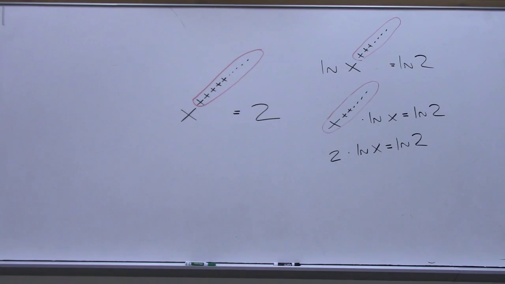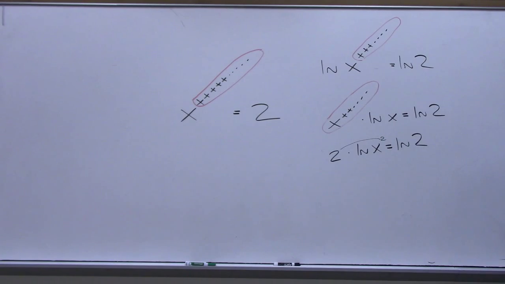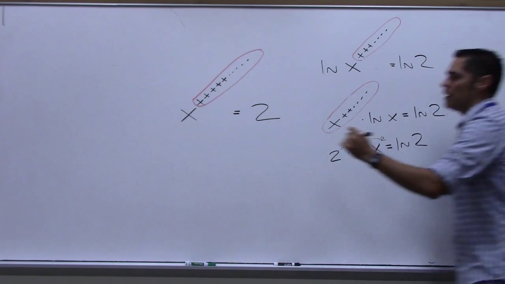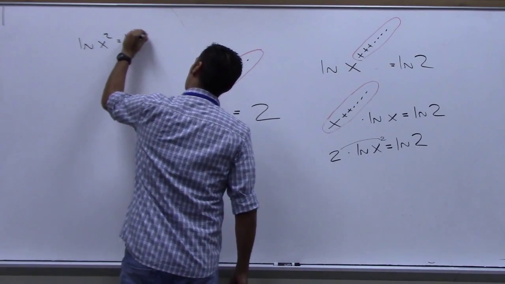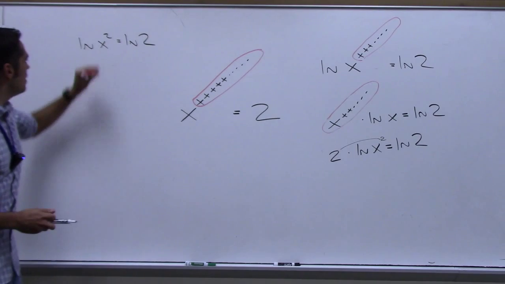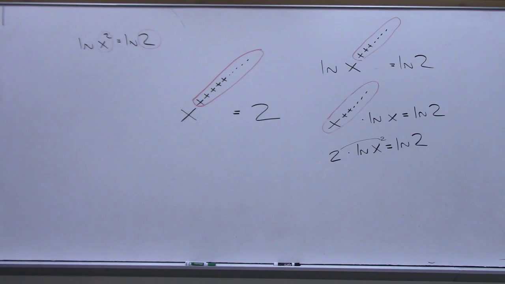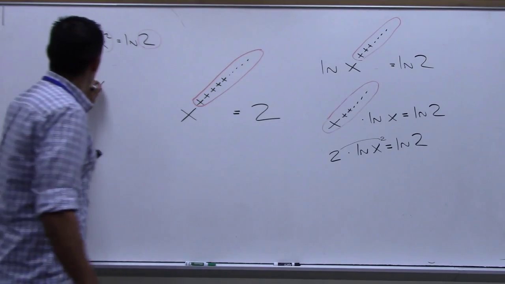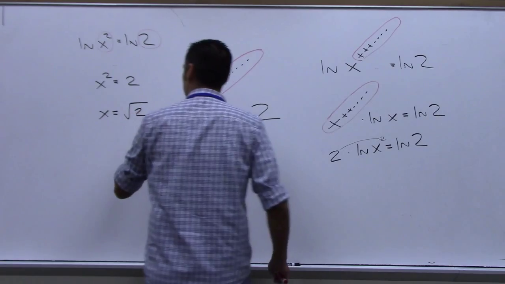You with me still? Yeah. I'm going to pop this 2 up here. Divide that probably by natural log. So I'm looking at this now. Natural log of x squared equals natural log 2. And I'm going to use the property that we have the log on both sides. These two must be the same, right? So x squared must be 2, which means x must be root 2.